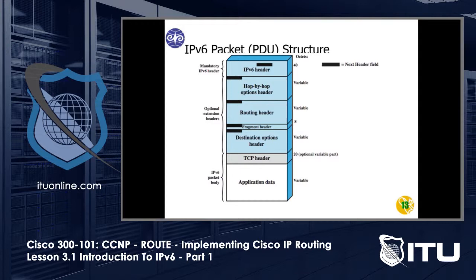Here's the IPv6 PDU structure. You have a mandatory IPv6 header right here. You have a hop-by-hop options header, routing header, a fragment header, the destination options header, a TCP header, and then you have application data. This is the IPv6 packet body.